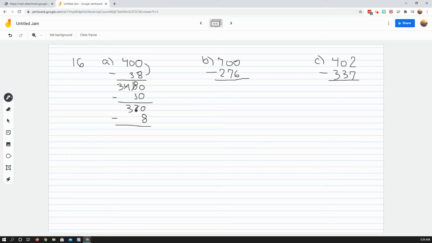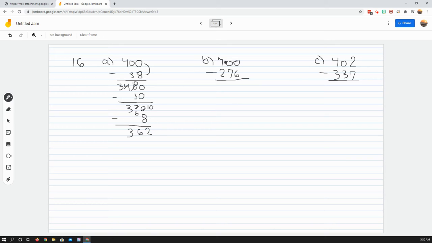So the 7 is no longer going to be 7. Now it's going to be 6. And instead of having a 0, I'm going to have a 10. So now I can subtract. If I have 10 and I take away 8, I'm going to be left with 2. And 6 minus nothing, it's still 6. 3 minus nothing, that's still a 3. So the answer is 362.